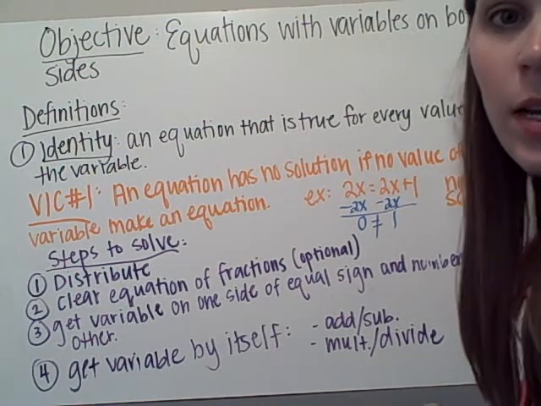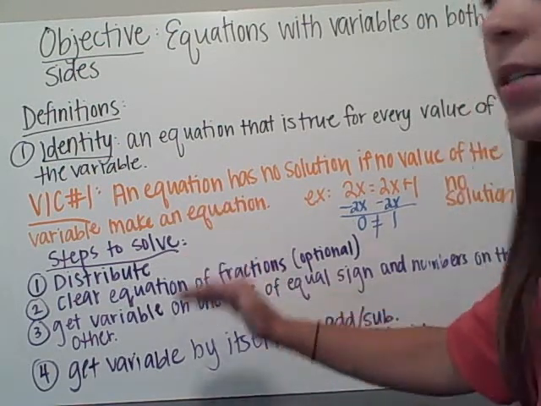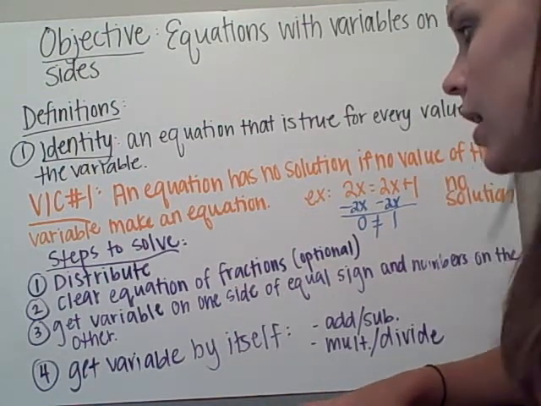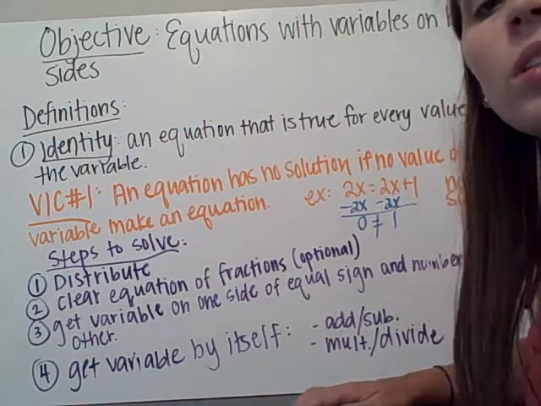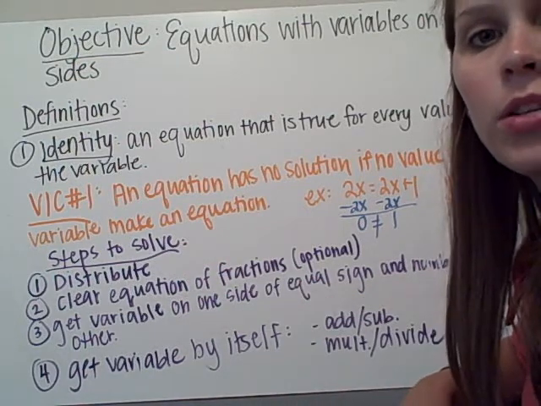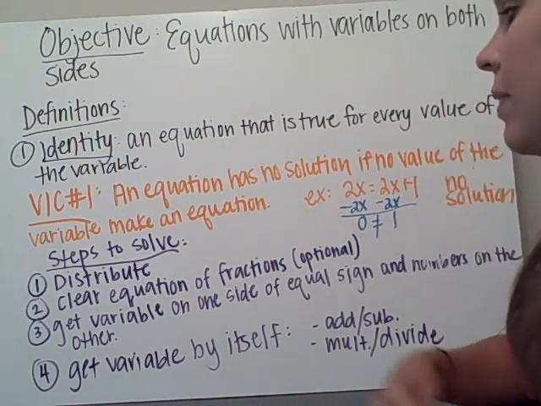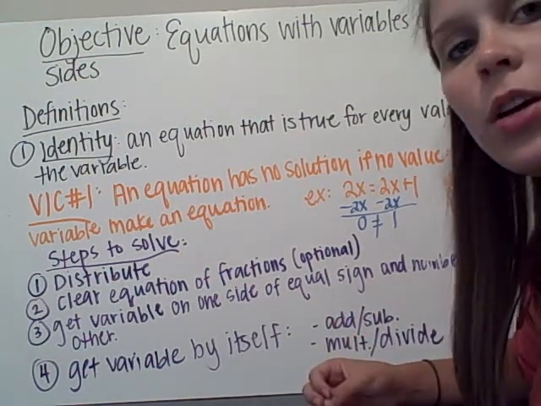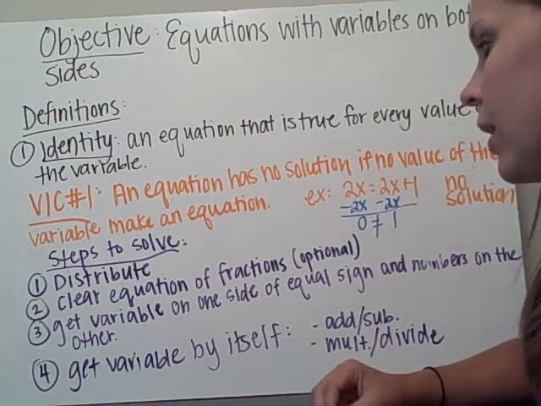Now remember, just like in multi-step equations, we have certain steps we need to follow. For equations with variables on both sides, you always first distribute, just like in multi-step equations. Get rid of those parentheses. Then clear your equation of fractions. Remember, that's optional, but if you aren't very good with fractions, it's a good idea.